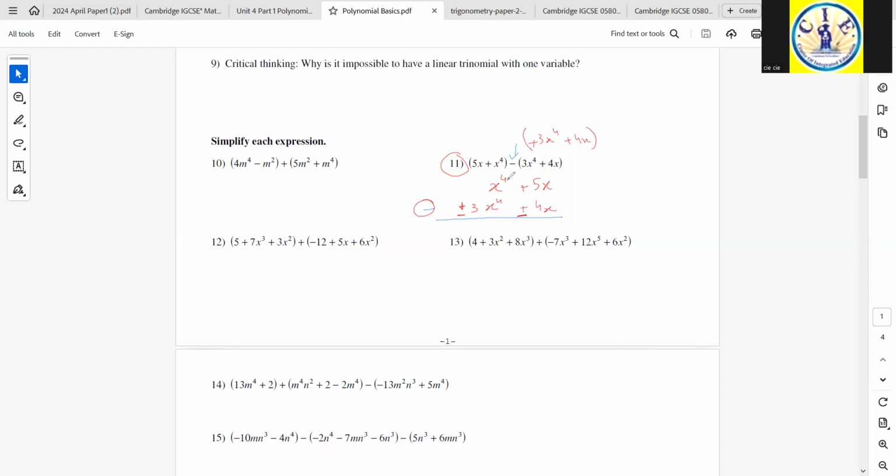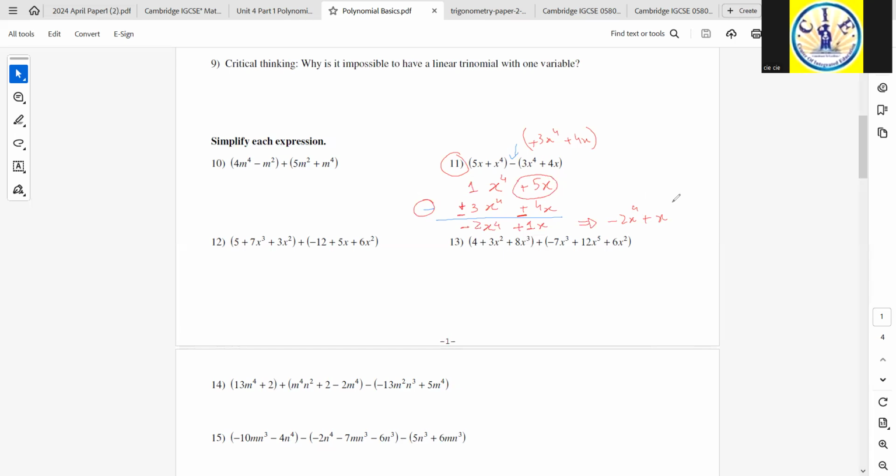Now, subtracting them like this is 1x raised to the power 4, and you are going to subtract 3x raised to the power 4. So the answer is going to be negative 2x raised to the power 4, and then positive 5x. From this I need to subtract 4x. So 5 minus 4, yes, that is going to be plus 1x. So the final answer is negative 2x raised to the power 4 plus x. Since normally we do not write 1 as the coefficient, so this is how we need to solve it.